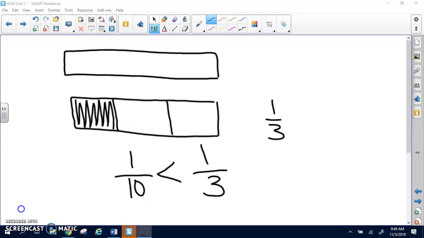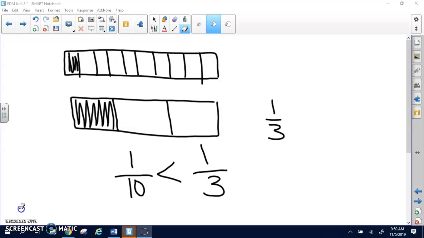So what our friend in the back said is, we know that when there's 10 pieces, there's more pieces, which means the whole hasn't changed. So you'll notice the size of the whole hasn't changed. But since there's more pieces, the pieces are much smaller, right? Are we okay with that? Thumbs up, thumbs sideways, thumbs down. Okay.